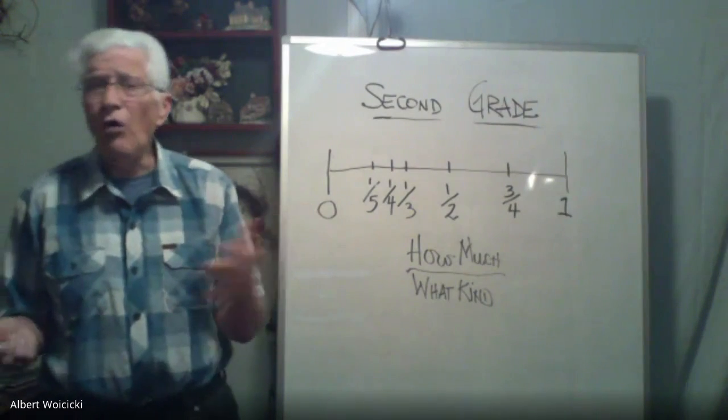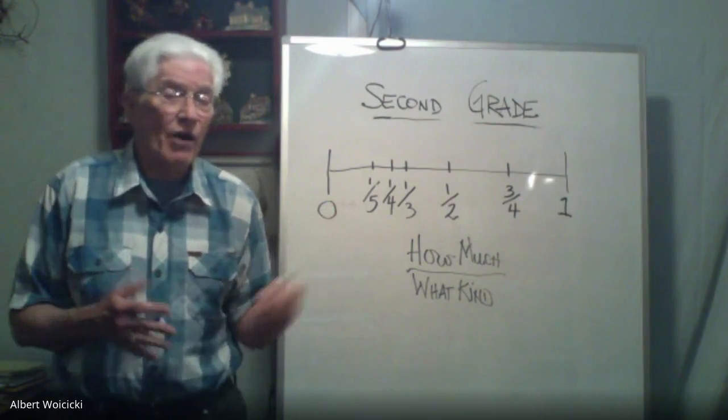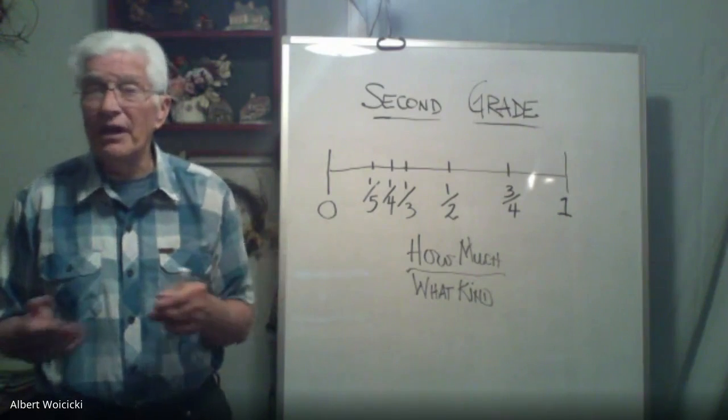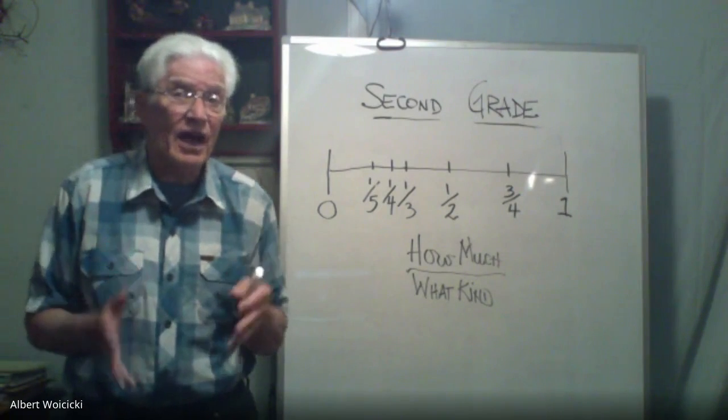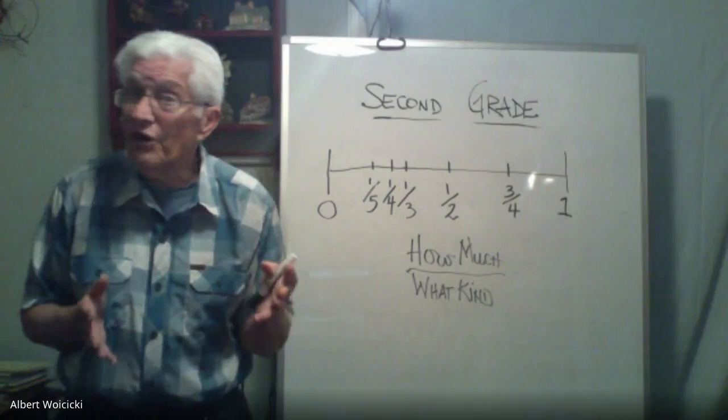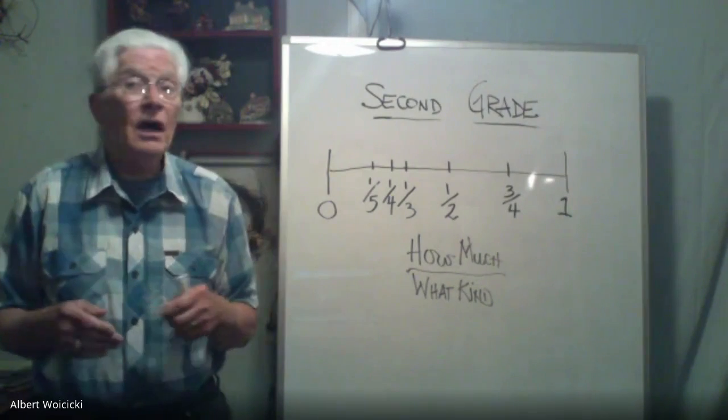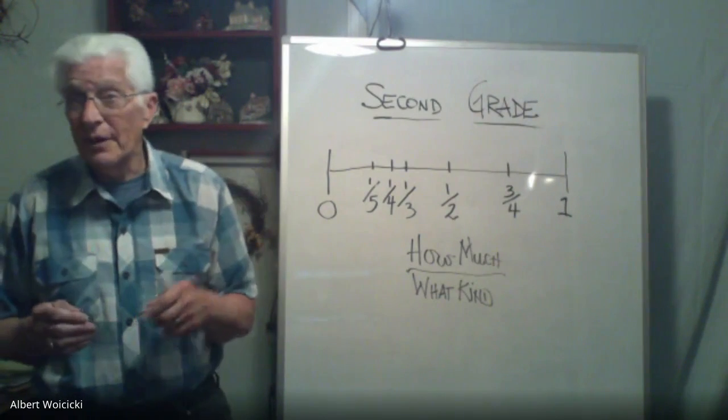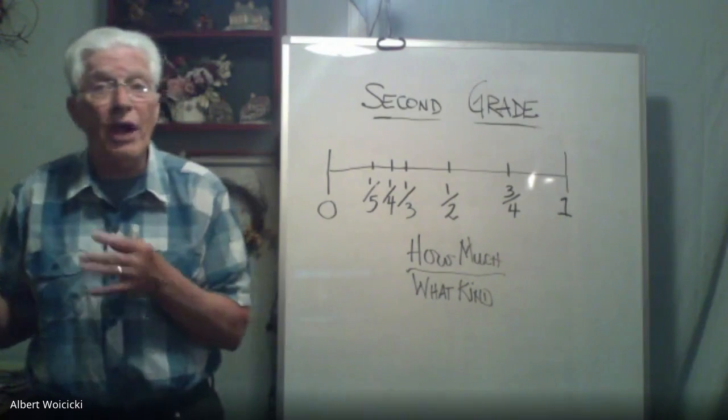Because even at home, they might be helping mom out with making a cake or something, and they have to get a half of a cup, a third of a cup, a quarter of a cup of something. So there isn't all these whole numbers.